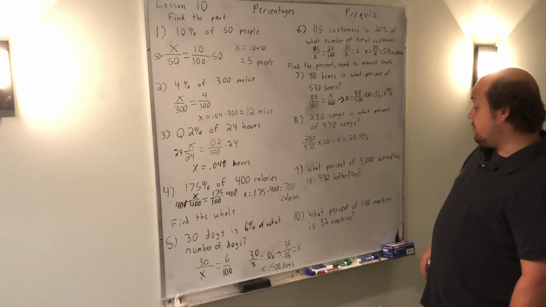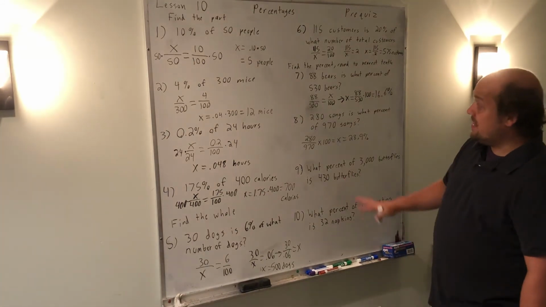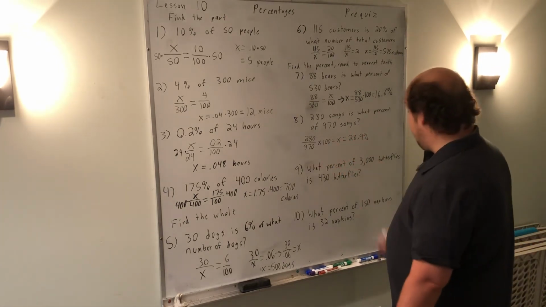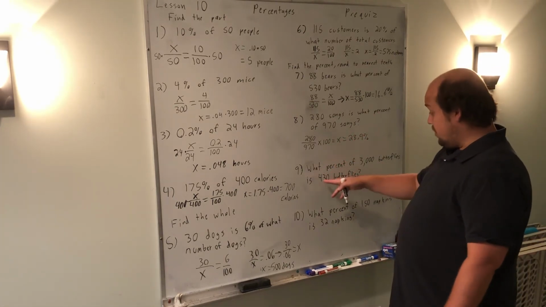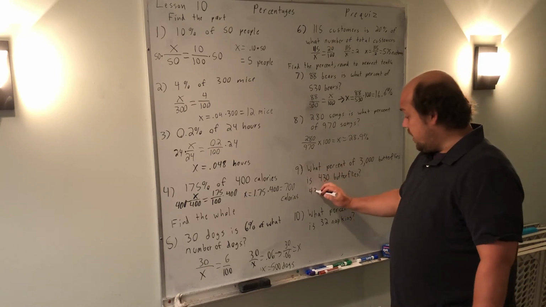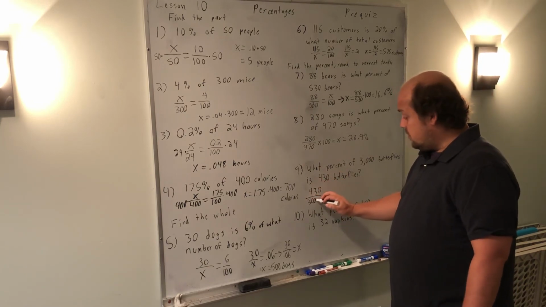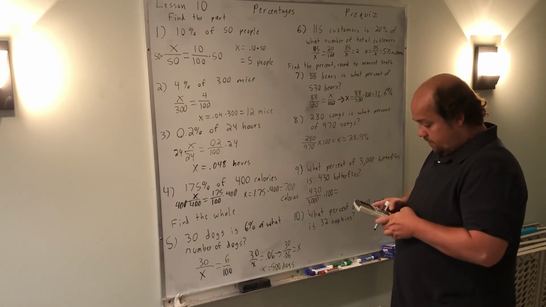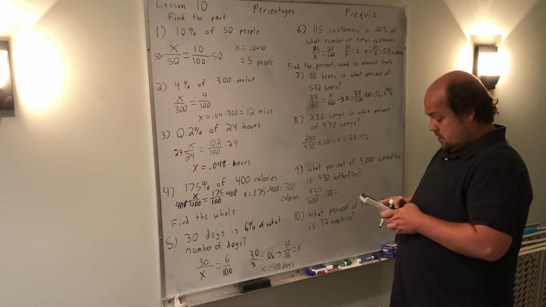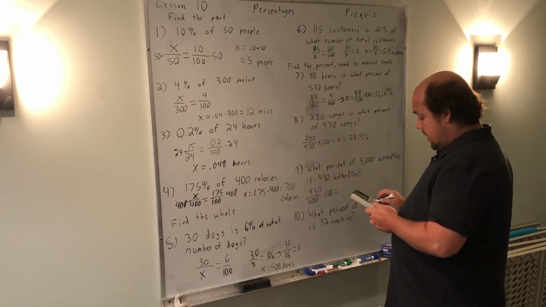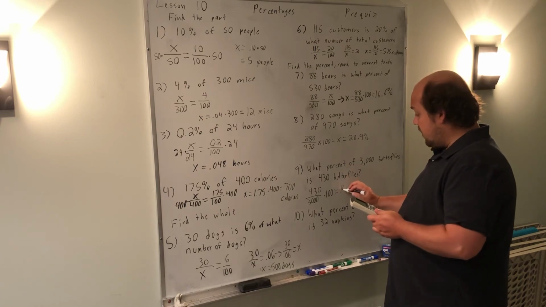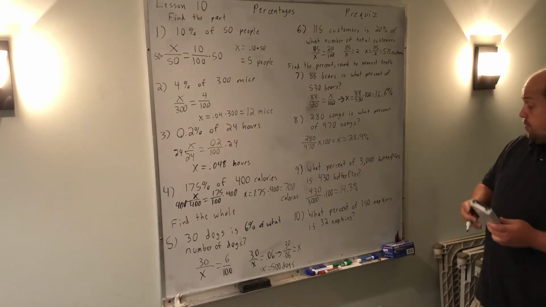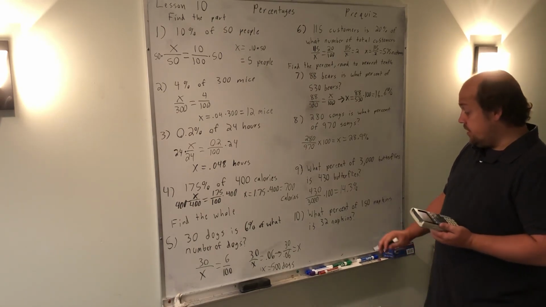What percent of 3,000 butterflies is 430 butterflies? This is worded just slightly differently. Basically, we're flipping the subject and the predicate, but in the end, it's still part over whole. 430 over 3,000 times 100 to make it a percent. When I put it in my calculator, 430 divided by 3,000 times 100, I get 14.333 repeating, which is just 14.3%.